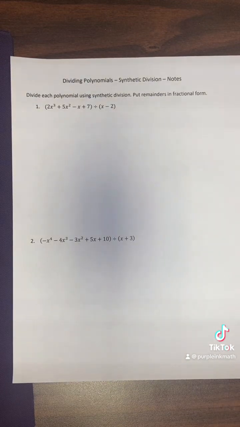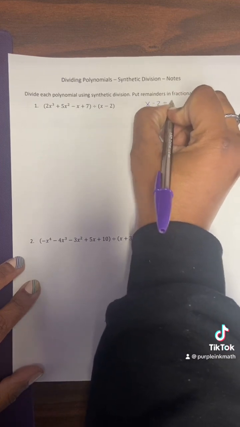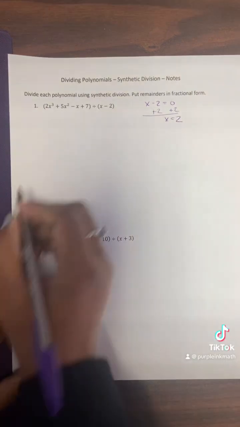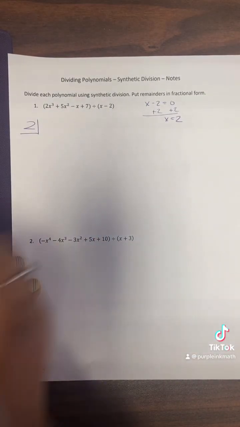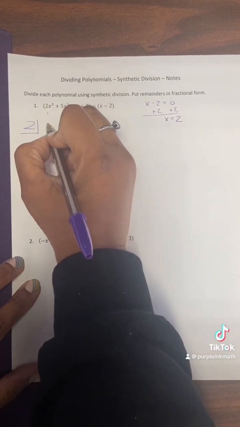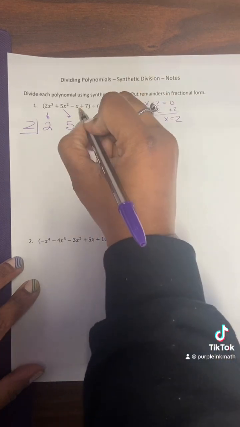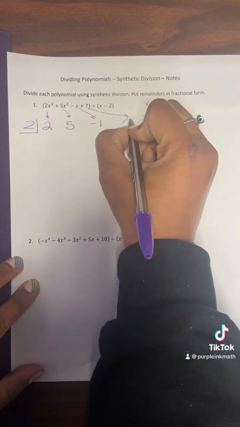So in my first example, here's my divisor. So x is 2, but if you don't know how I got it, I'm going to add 2 to both sides. x is 2. So I'm going to write 2, and I'm going to write all of my coefficients. You see the 2 in the front, I'm going to write that there. The positive 5, I'm going to write it there. The negative 1 here, and my constant is 7.